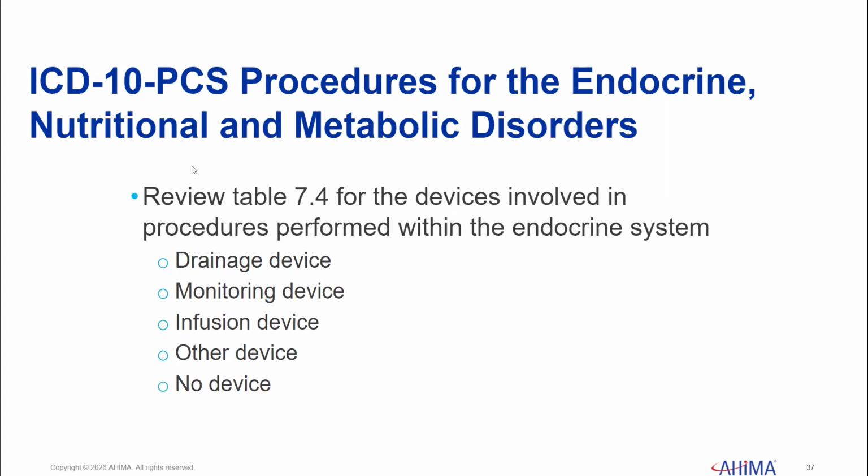Table 7.4 is for devices, and we do have them in the endocrine system. They include drainage devices, monitoring devices, infusion devices, other devices, and of course, no devices. Many of these endocrine procedures do not involve a device, but when one's used, it's got to be captured in the code. If nothing is remaining in the body after the procedure, the value, of course, will be no device.